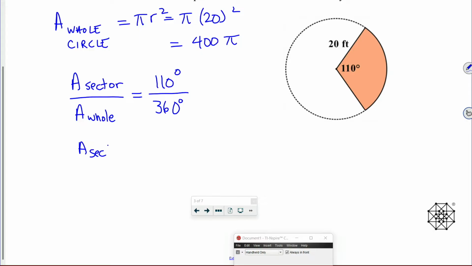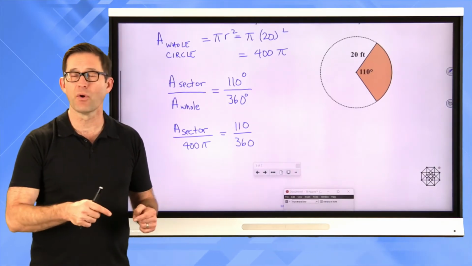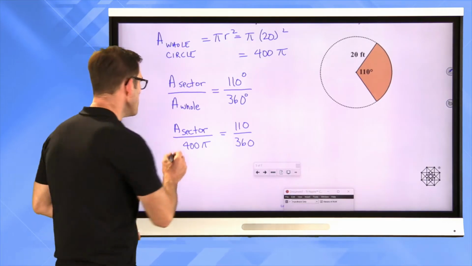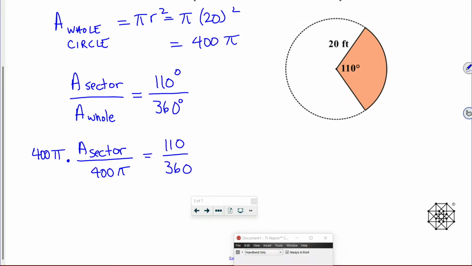So I can say that the area of the sector divided by 400 pi is equal to 110 divided by 360. And of course, I could solve this by cross multiplying, and that would be fine, but it's actually a lot easier to just multiply both sides by 400 pi, right? Those cancel, and my red pen comes out for a visit. Let's do that. And now I've got my area.